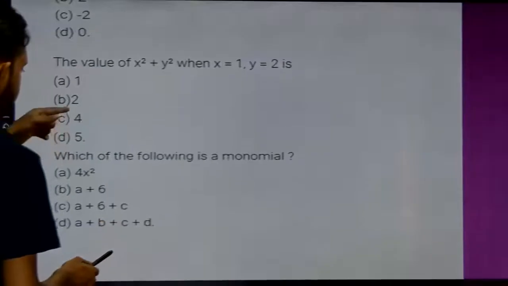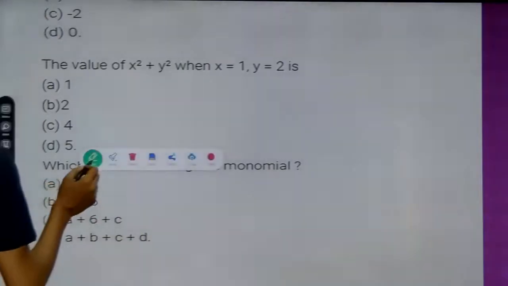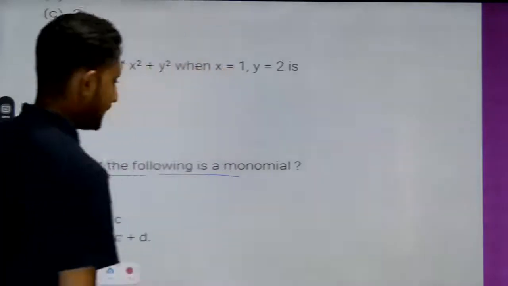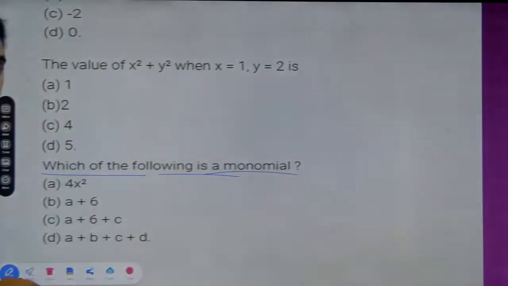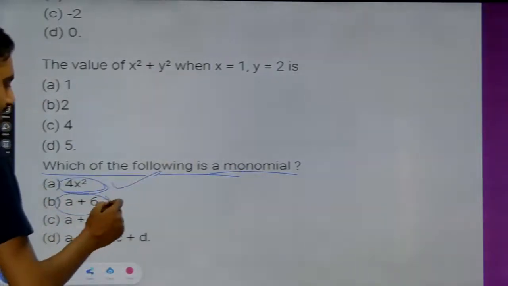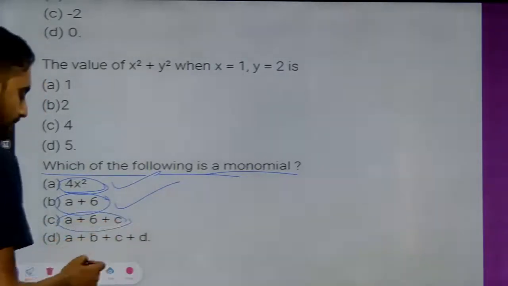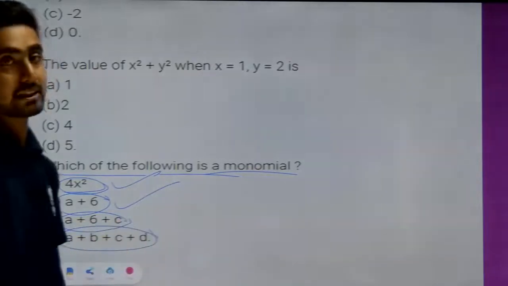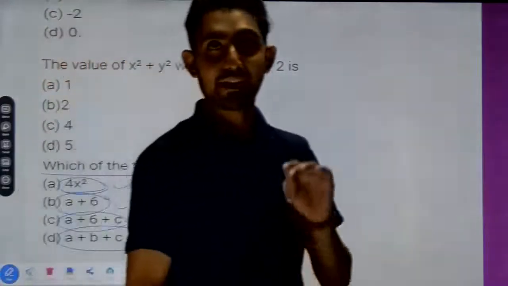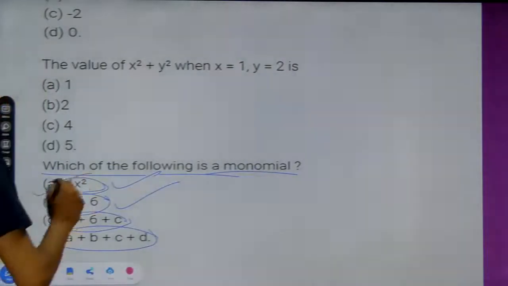Now come here, next question. See here. This question says, which of the following is a monomial? Option number A is 4x square. Option number B is a plus 6. Option number C is a plus c, 6 plus c. And option number D is a plus b plus c plus d. So what is the correct answer? Anyone know? Yes, option number A is written by many of the students. So let's see. Yes, we can say option number A.